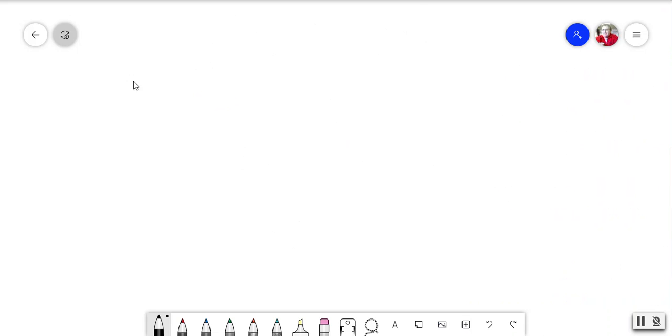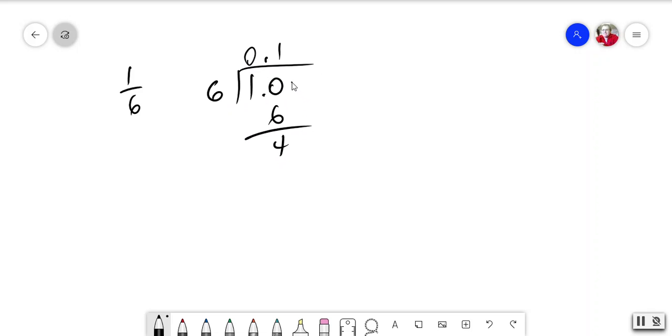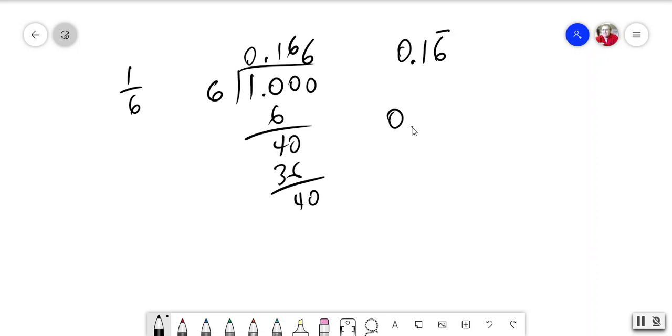Sometimes it doesn't repeat on the first go round. Like if you had 1/6. So 6 times 1 is 6, drop a 0. 6 times 6 is 36. 4. Now it repeats. Now, if you use the bar notation, the bar goes only over the 6. The 1 doesn't repeat. It's only the 6. If you rounded it off, it would be 0.1. 5 and above, give it a shove. So that goes up to 7. So that's what you do there.